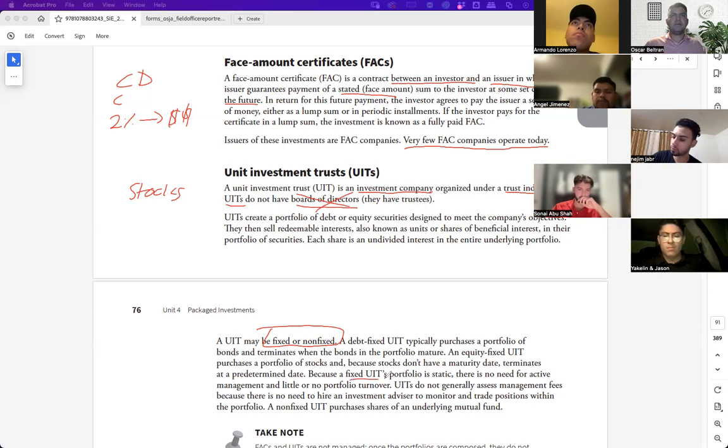Because a fixed UIT portfolio is static, there is no need for active management and little to no portfolio turnover. UITs do not generally assess management fees because there is no need to hire an investment advisor to monitor and trade positions within the portfolio. A non-fixed investment trust holds shares of an underlying mutual fund. So overall, these have low cost because you don't have to oversee this fund with an investment advisor like a portfolio manager.